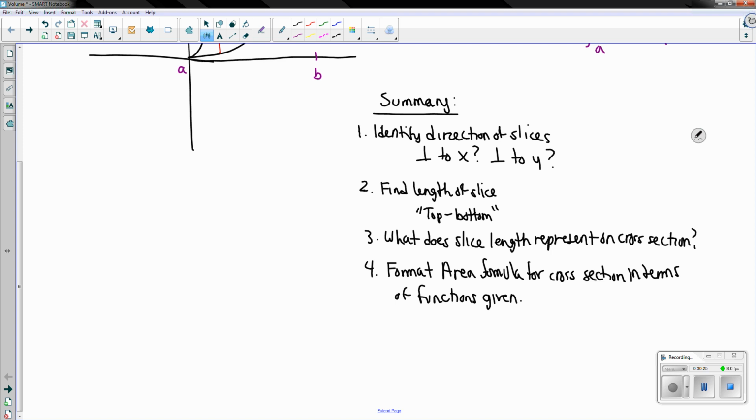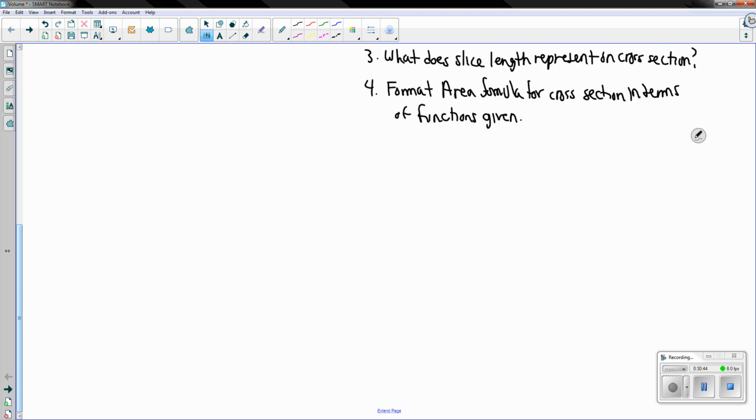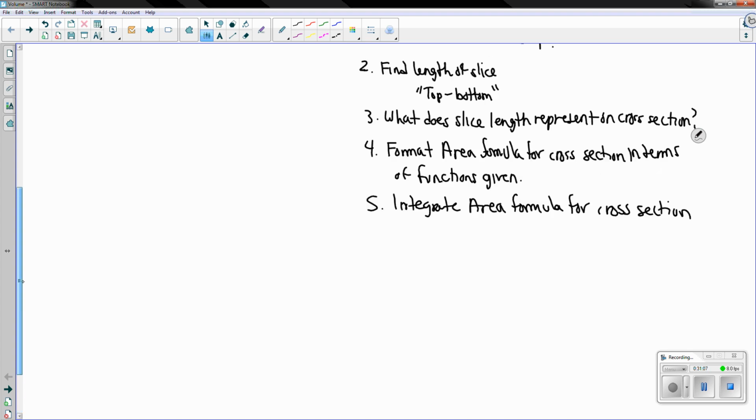So common shapes you're going to have to deal with. Squares, which is just side squared. Rectangles, base times height. Triangles, 1/2 base times height. Or circles, pi r squared, or semicircles, 1/2 pi r squared. So be on the lookout for those types of area formulas, those structures. And then once you have a representation for the area, you are now ready to integrate the area formula for that cross-section along the given interval. And once you do that, you will have calculated the volume of this figure utilizing cross-sections.